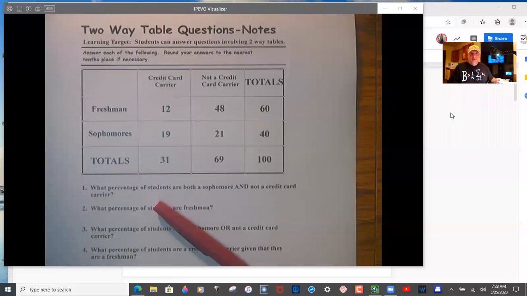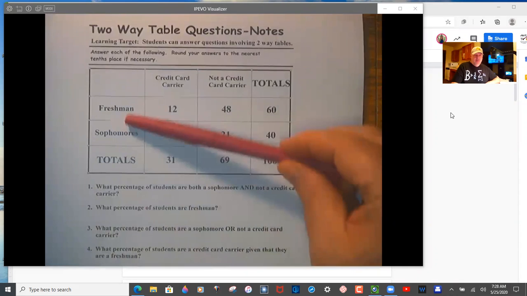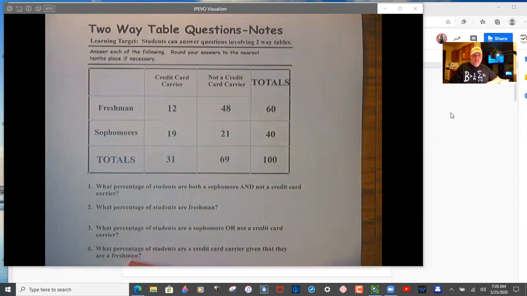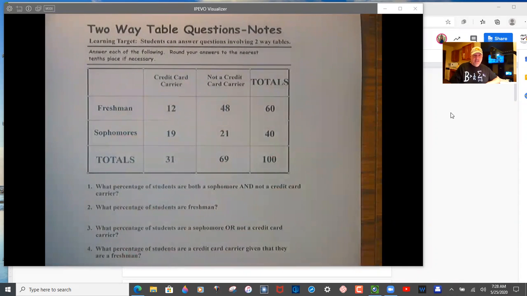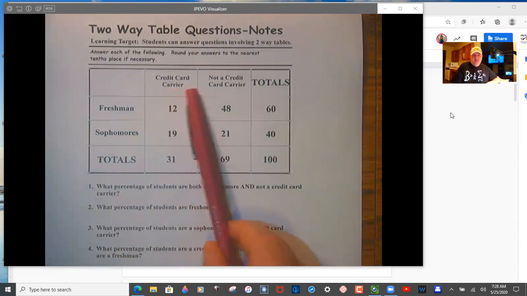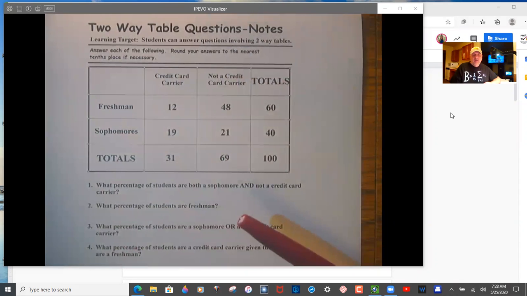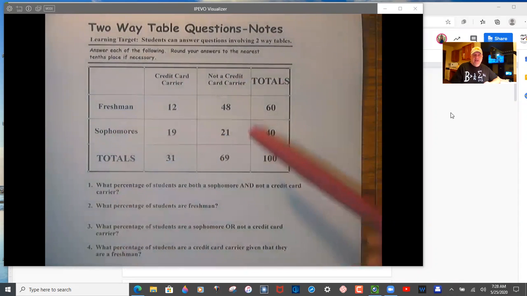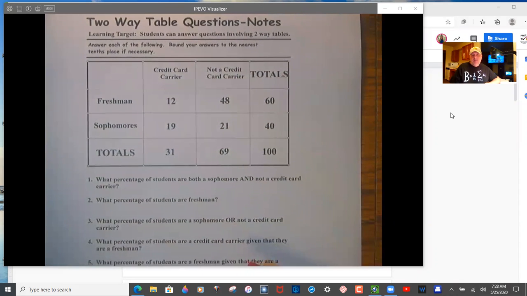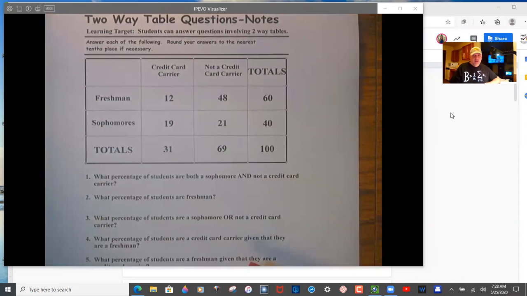These are the notes over two-way table questions. All a two-way table is, is that you are just listing a set of attributes down one column and then another set of attributes across rows, and you're matching those up. You can have as many rows and columns as you want. Typically it's 2 and 2, but like I said, you can have as many as you want.